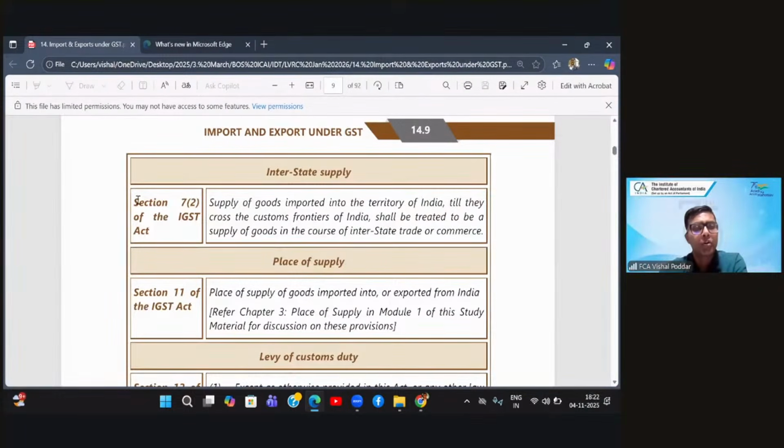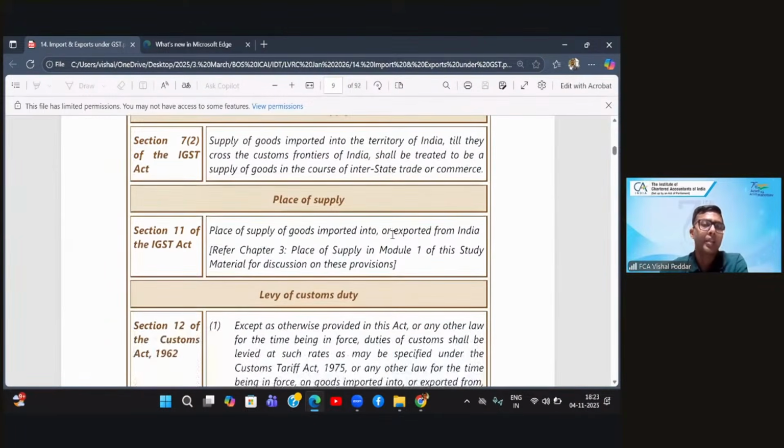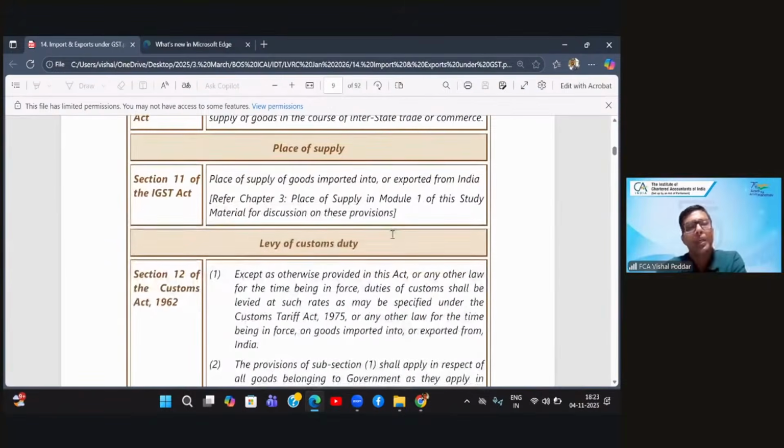Now, further, what is given about import of goods? Section 7(2) of the IGST Act says, supply of goods imported into India till they cross the customs frontiers of India shall be treated to be supply in the course of interstate trade or commerce. So, supply of goods, that is import of goods, if I can use this word now, is always to be regarded as interstate supply. That is already mentioned in the Constitution also, and it has now been incorporated in the IGST Act, vide Section 7(2).